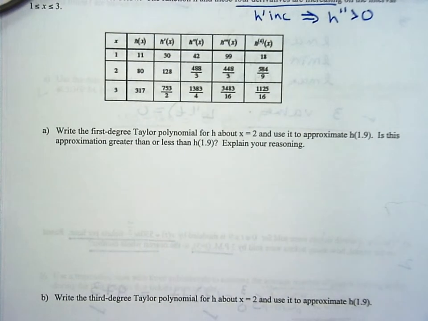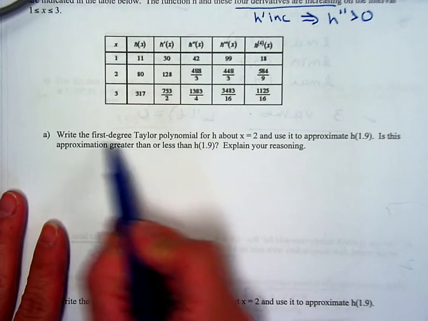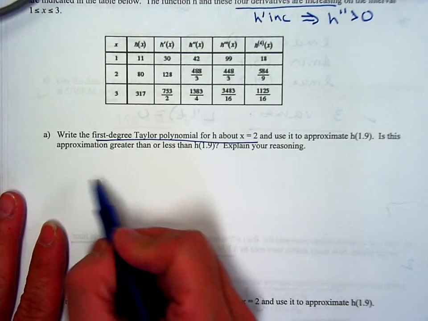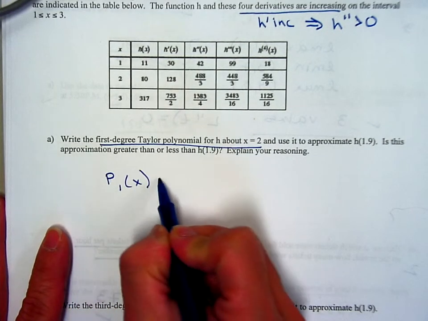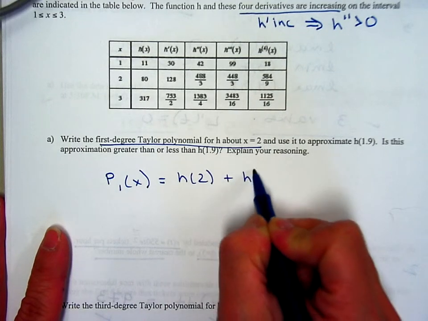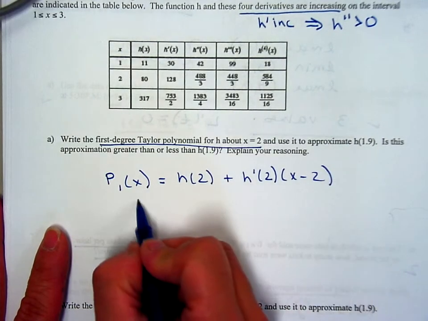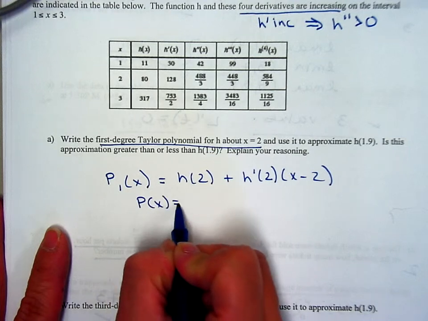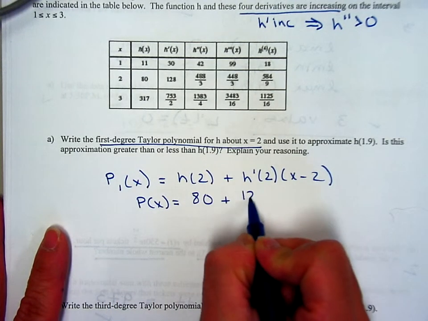So the first question is this Taylor polynomial question. Write the first degree Taylor polynomial about x equals 2, so let's think about our general formula. If I want to create the first degree polynomial, your first value should be h of 2, then your second term is h prime of 2 times x minus 2. I'm going to get my values from the table. h of 2 is 80, h prime of 2 is 128, x minus 2.